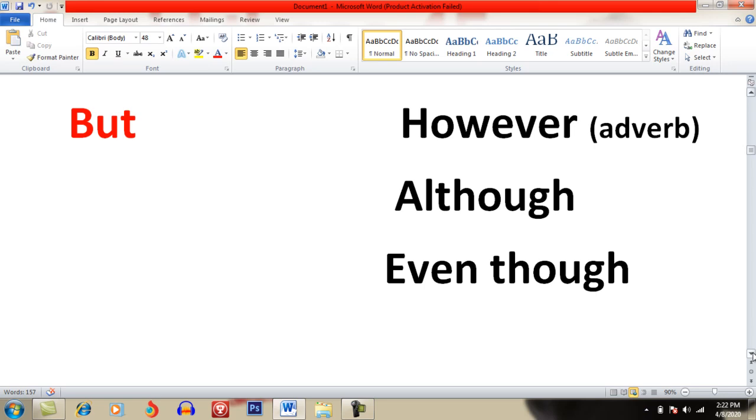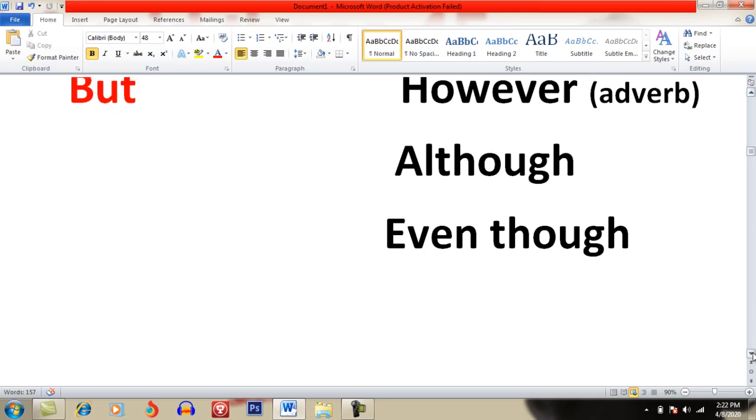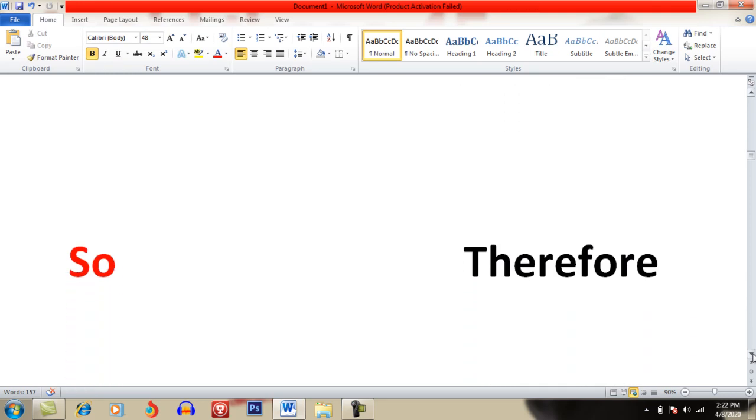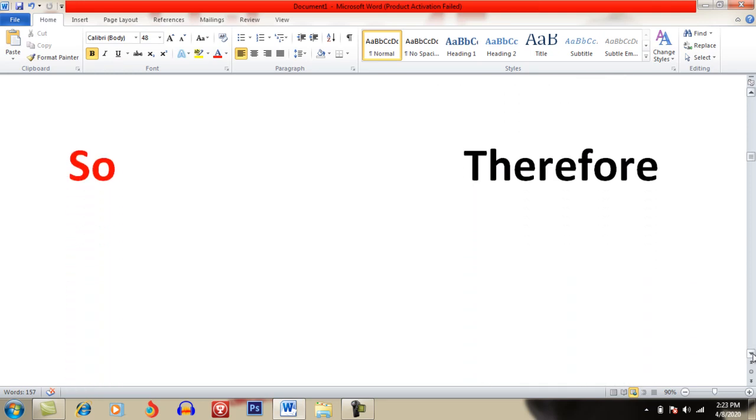You can also use the subordinate conjunctions "although" and "even though". "Although" and "even though" both are formal. So instead of "but" you can use "although" and "even though" in IELTS writing. Instead of "so" you can use "therefore".